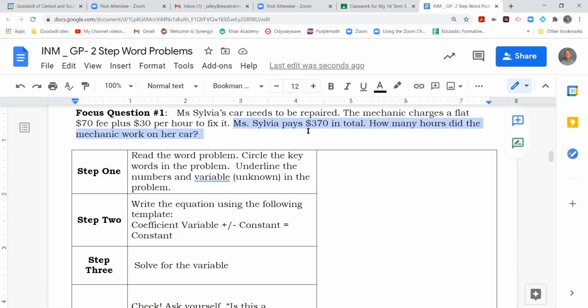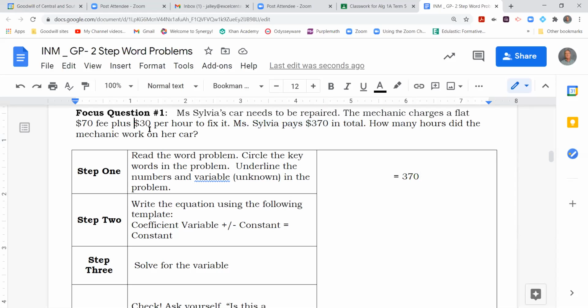Well, in this one right here it is. This is a car repair problem. Miss Sylvia pays $370 in total. So I don't know anything else about this problem yet, but I know she's paying $370 total. So what else do I have? The mechanic charges a flat $70 fee plus $30 per hour. Okay, 2 other numbers. Is one of those a variable? No. Cool. Think again.